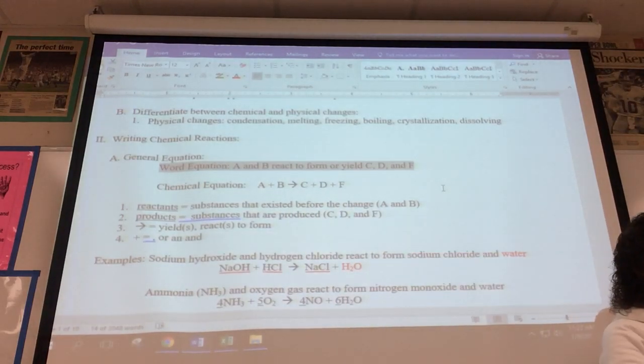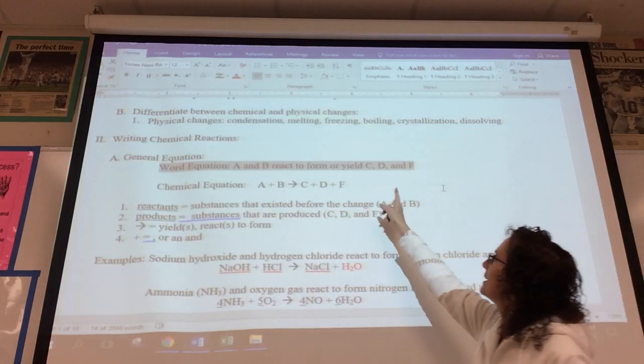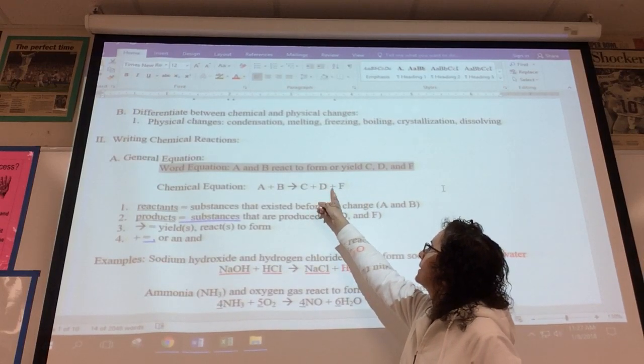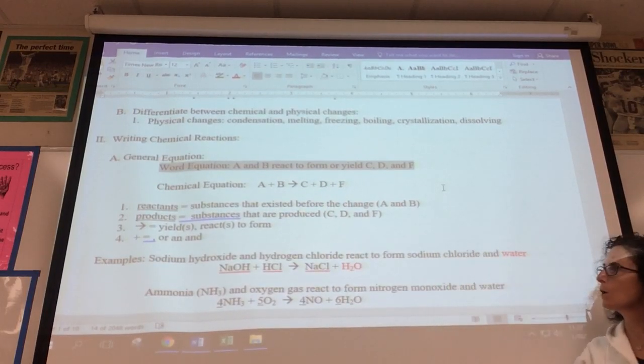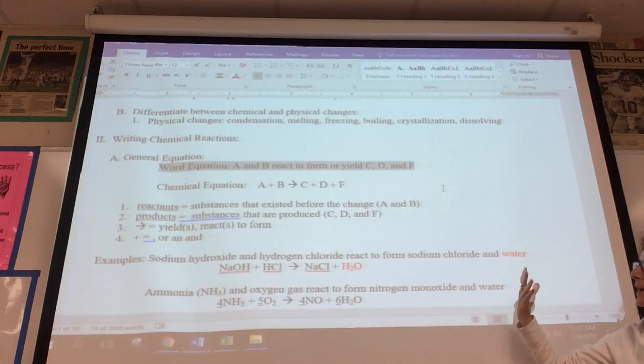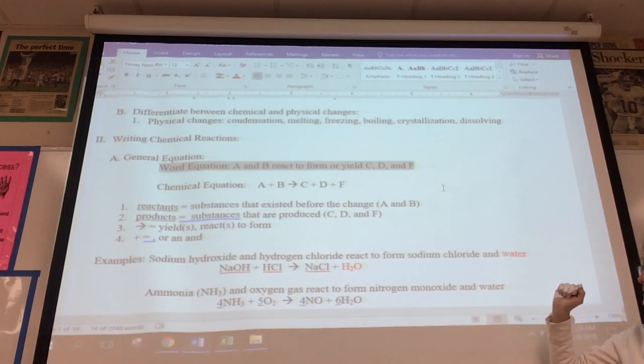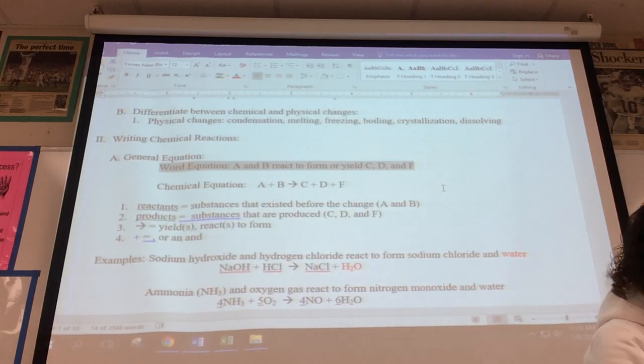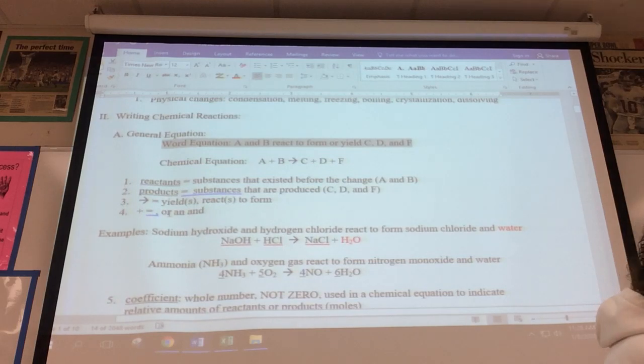It can say A and B react; replace the "react" with an arrow. A and B yield or form; replace that with the arrow as well. C, comma is replaced with the plus, D and F. We know reactants are the substances you start with. Products are what get generated or produced. The arrow means yields or reacts to form. Plus, and "and" or comma are changed to a plus sign.